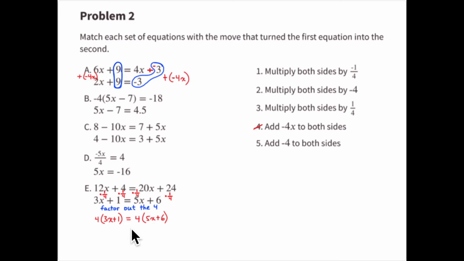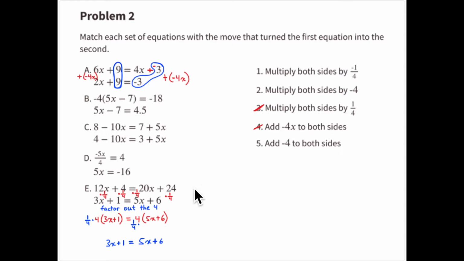You might see that you could factor out the 4. So 12 divided by 4 is 3, 4 divided by 4 is 1, 20 divided by 4 is 5, and 24 divided by 4 is 6. So you can factor out that 4 using the distributive property and then multiply each side by 1/4. So 1/4 of 4 is 1. You're going from 4 groups to 1 group. You're taking 1/4 of those 4 groups. So this answer is 3. Multiply both sides by 1/4.